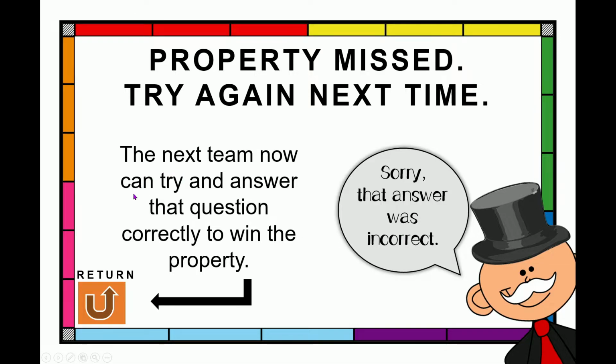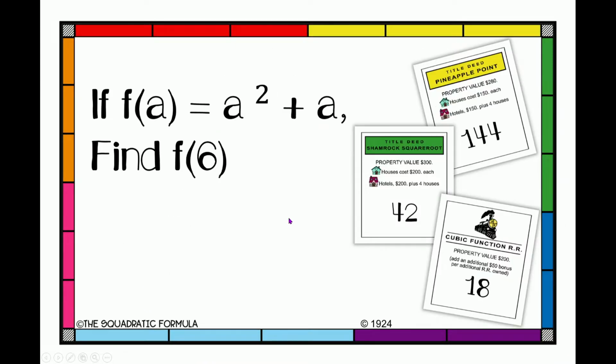The next team now can try and answer that question correctly to win the property, and there's an arrow to help direct you to press this button, which will bring you back to the previous screen that you were just on. So it doesn't show you which answer was just selected, so I suppose if the other teams weren't paying attention, they might miss out on that little tidbit. But hopefully the next team is able to steal, and so they will lock in their answer.